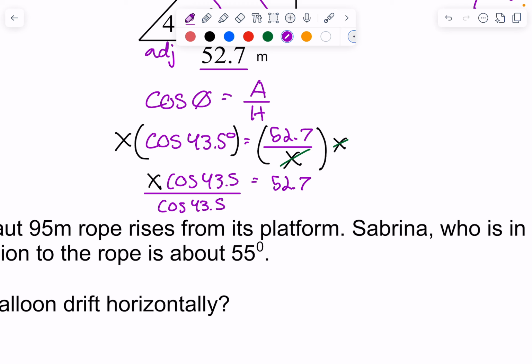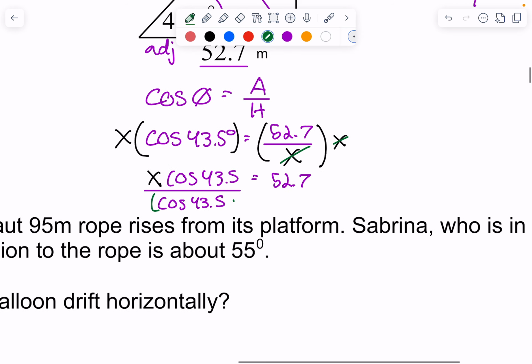Again, that's a big thing. This is a mistake for a lot of people. This cosine 43.5 is like one big number. The cosine is attached to the degree. So when you're moving this from one side of the equal sign to the other, you have to divide everything by the cosine 43.5. You can't just bring out the 43.5.